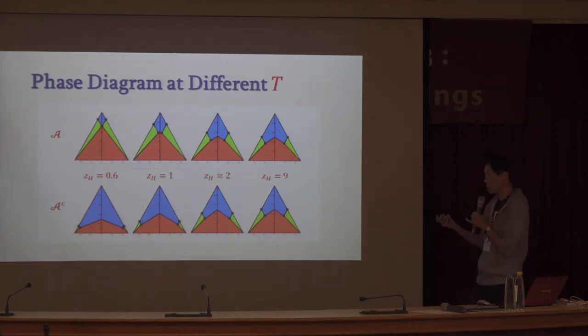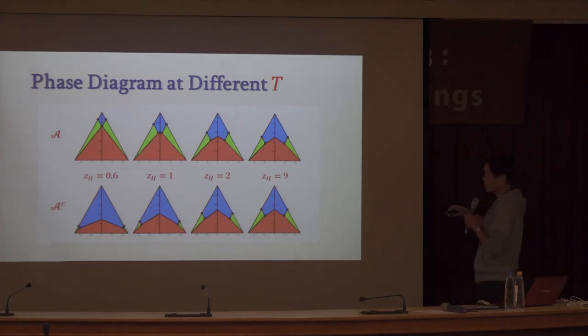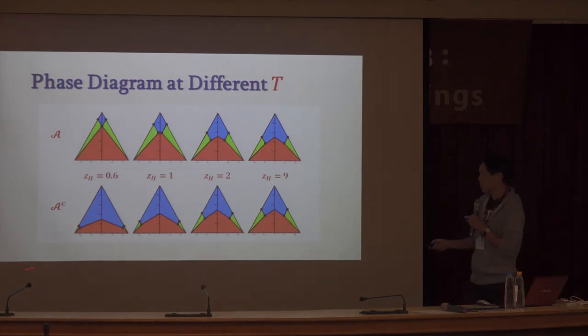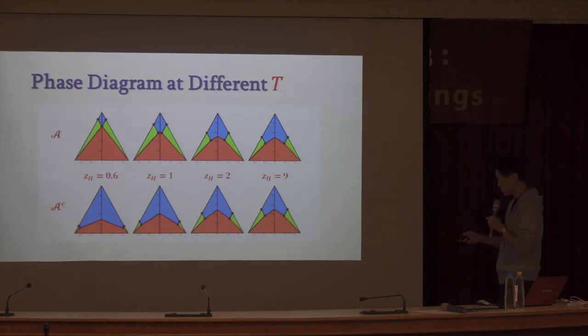So let's go back to the QAF case. In the QAF case, we know that for A and AC, the two phase diagrams should be the same, because the entanglement entropy for A is equal to the entanglement entropy for AC. But for high temperature, if we have finite temperature, that's different. So we want to study what's really the difference between the entanglement of A and the entanglement of AC.